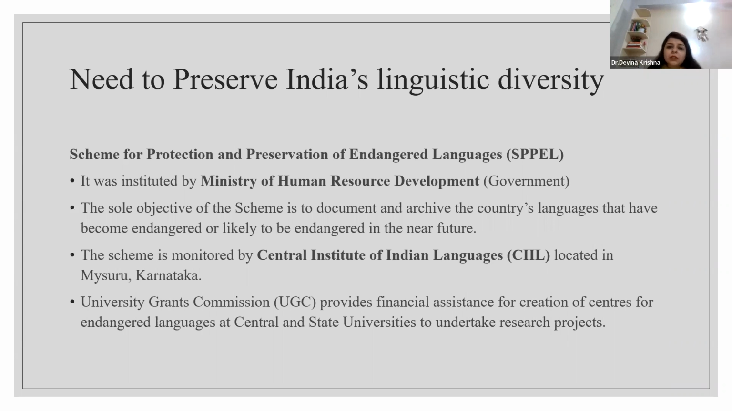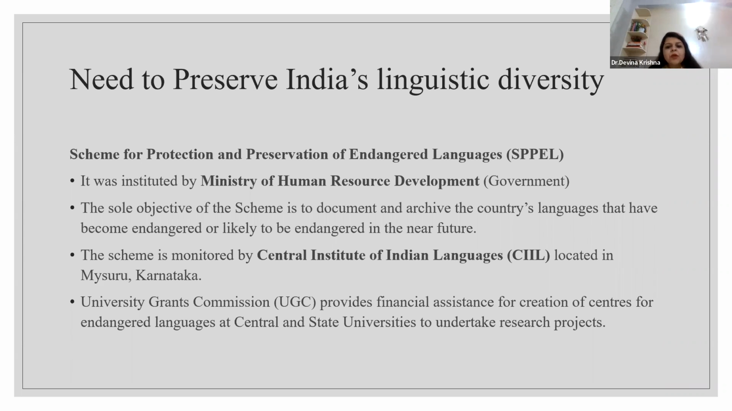Now, the need to preserve India's linguistic diversity. So we have a scheme for protection and preservation of endangered languages, SPPEL, and this was instituted by the Ministry of Human Resource Development. The main objective of the scheme is to document and archive the country's languages that have become endangered or are likely to be endangered in the near future. And this scheme is monitored by the Central Institute of Indian Languages, which is located in Mysuru in Karnataka.